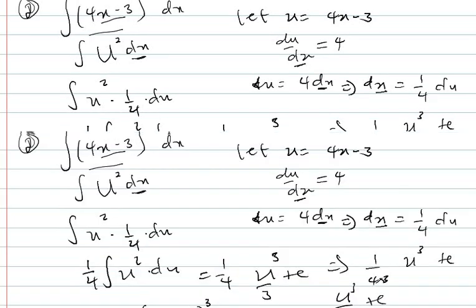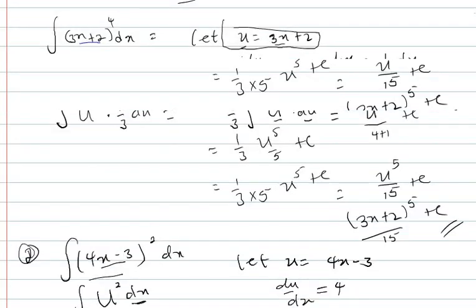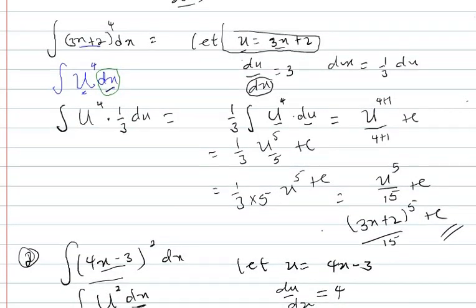Let's take a look at the first question. The answer is here, so we are going to take the shortcut. The question initially is to integrate 3x plus 2 raised to the power of 4 dx. So all you need to do is take the inverse of the differential of the linear expression.